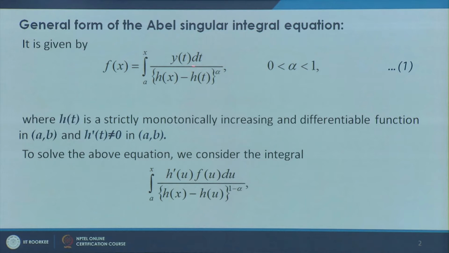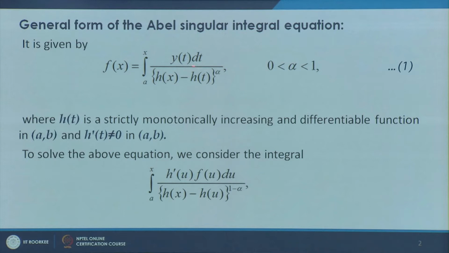In the previous lecture we had considered the Abel integral equation to be f(x) equal to integral 0 to x φ(t) dt over (x minus t) raised to the power alpha. So here this is the general form where h(t) is a strictly monotonically increasing and differentiable function in the open interval (a, b), and h prime(t) is not equal to 0 in the open interval (a, b).